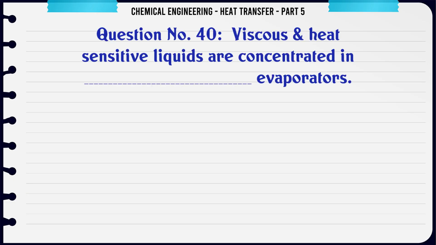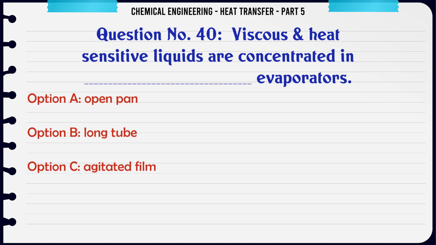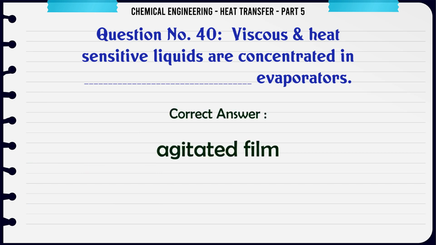Viscous heat-sensitive liquids are concentrated in evaporators. A. Open pan. B. Long tube. C. Agitated film. D. None of these. The correct answer is agitated film.